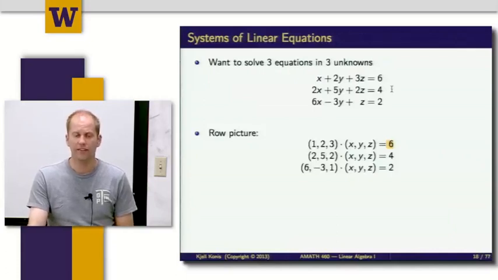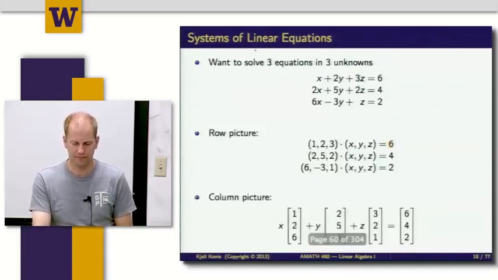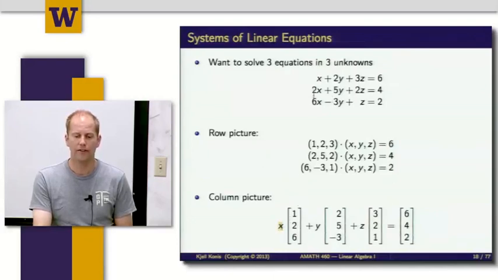And it turns out I can also do this using a column picture. I can also think of this as x times 1, 2, 6, y as 2, 5, minus 3, and z times 3, 2, 1. So it's just these same numbers as the coefficients here. I can think of this either as dot products that give me the rows, or I can think of this as a linear combination of the columns of my coefficients.